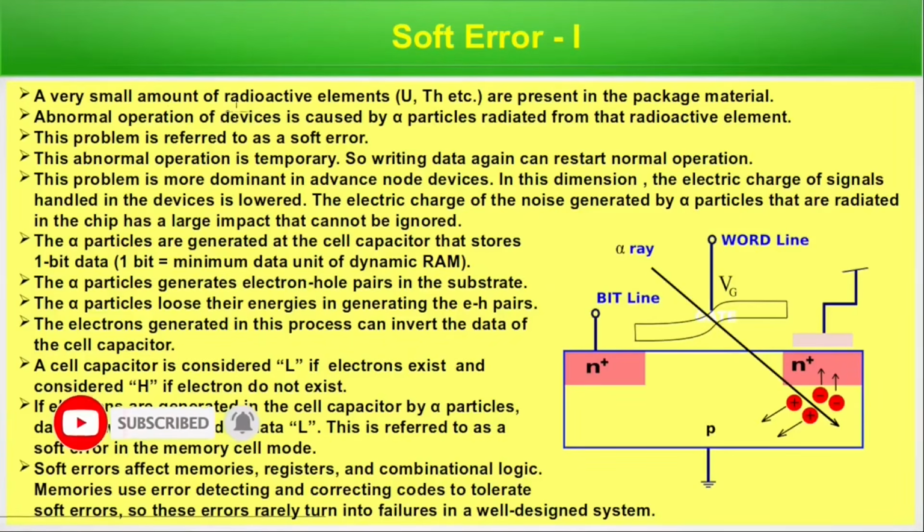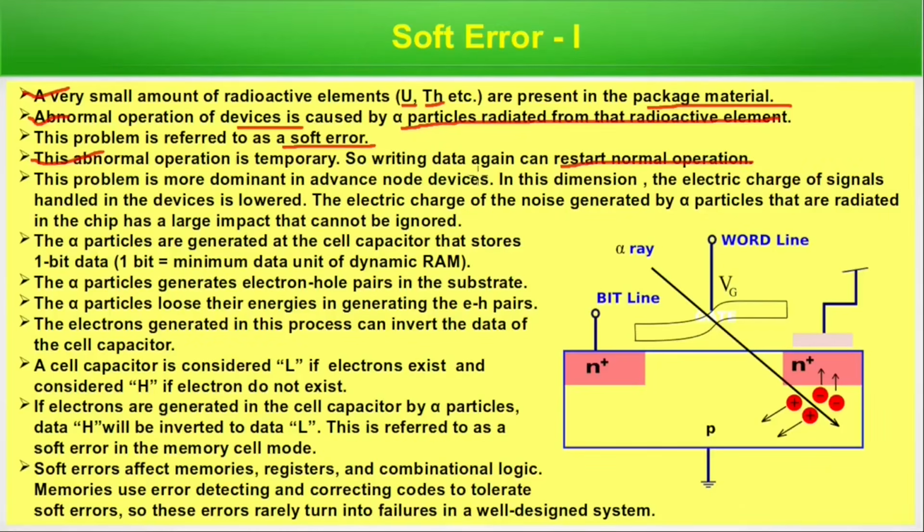A very small amount of radioactive elements are present in the package material. We fabricate a chip, we need to properly package it. So in packaging material, a small amount of radioactive element like uranium or thorium is present. A small amount. Radioactive material is present, so obviously alpha particles are radiated from it. So abnormal operation of devices is caused by alpha particles radiated from that radioactive element. This problem is referred to as soft error. This abnormal operation is temporary, so writing data again can restart normal operation.